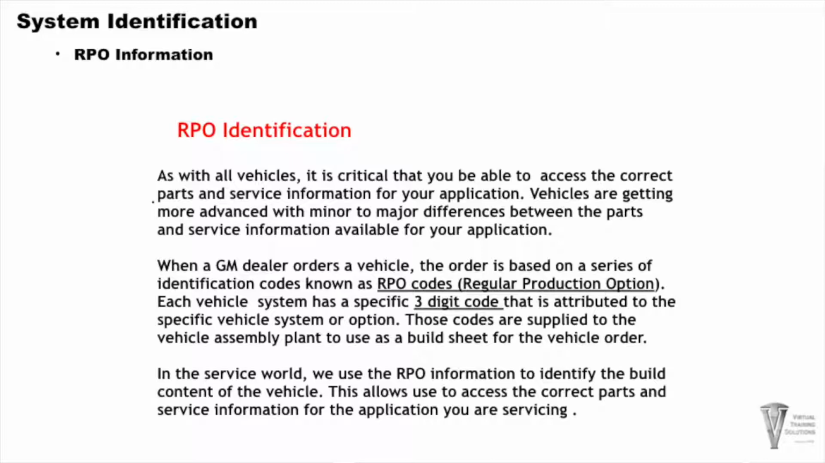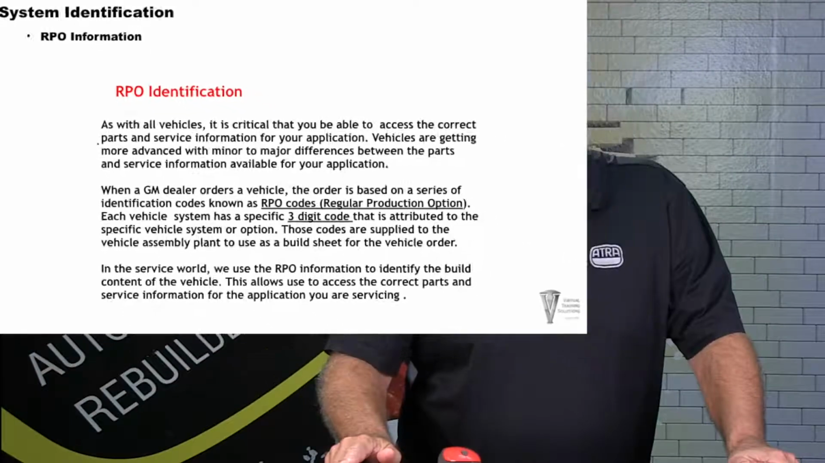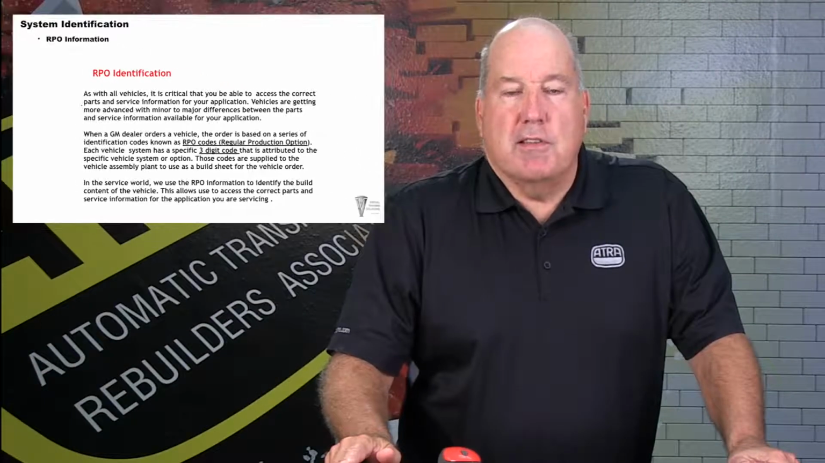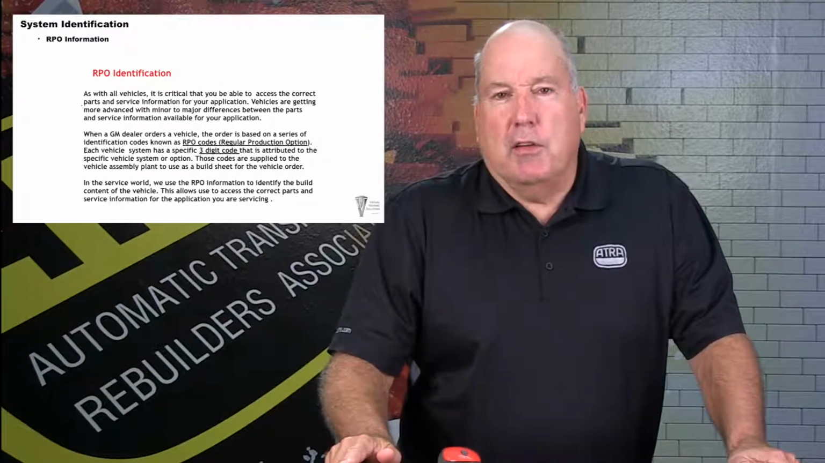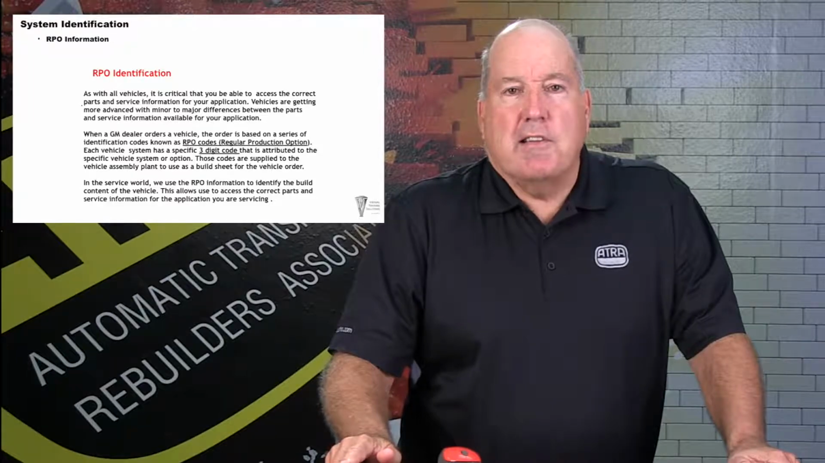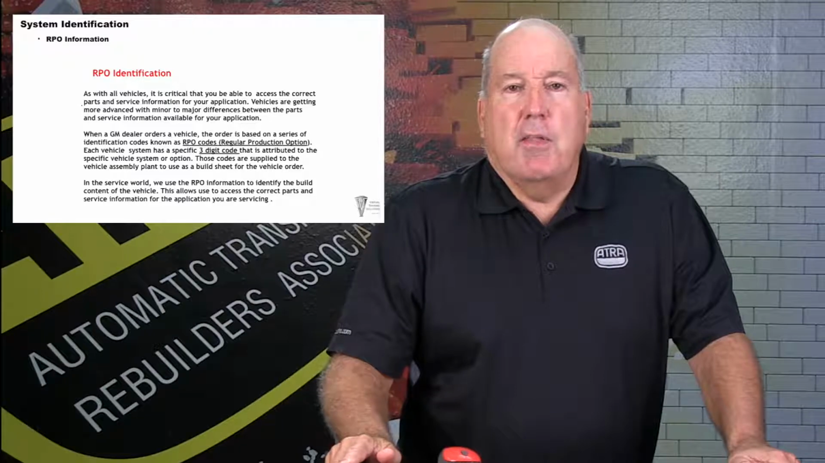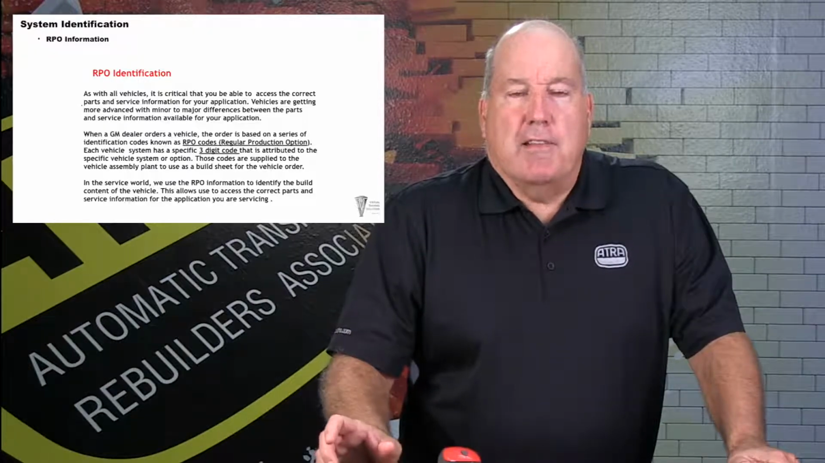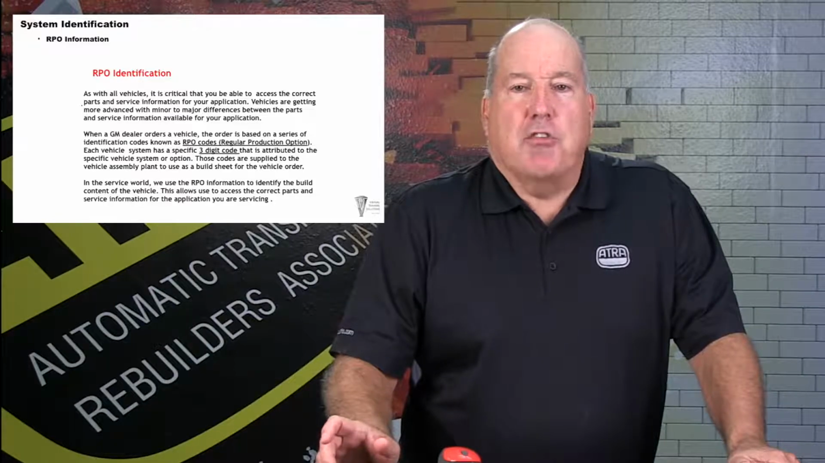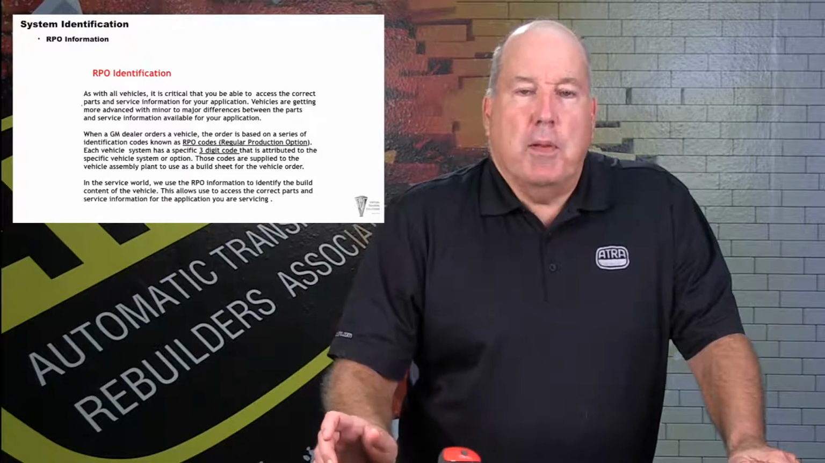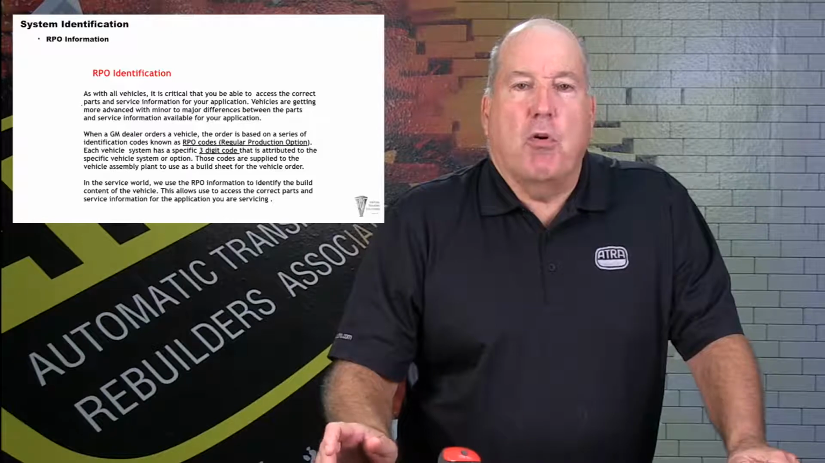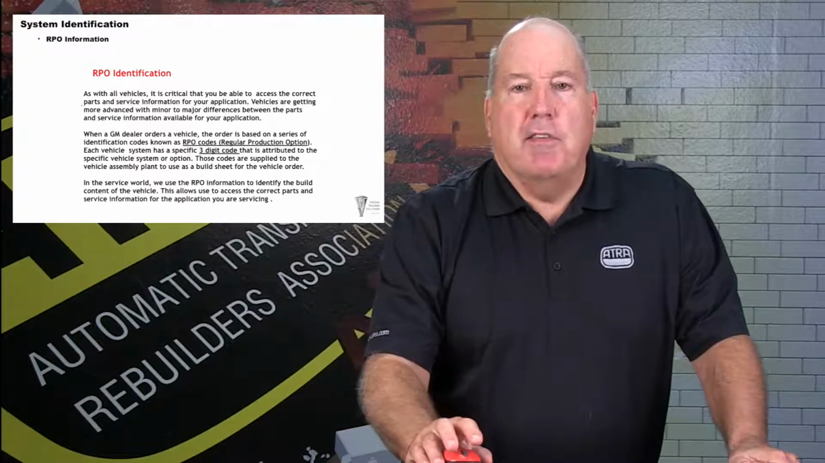When the vehicle is ordered by the dealer, the dealer puts down a series of codes on the order sheet that's sent to the assembly plant. Those vehicle orders are then processed by the plant as a series of 3-digit codes, and that tells them the option content in that particular vehicle. They then print out a sticker, and that sticker is attached to the vehicle itself so that people in service at the dealership level or independent shop level can identify what components are actually on that vehicle.